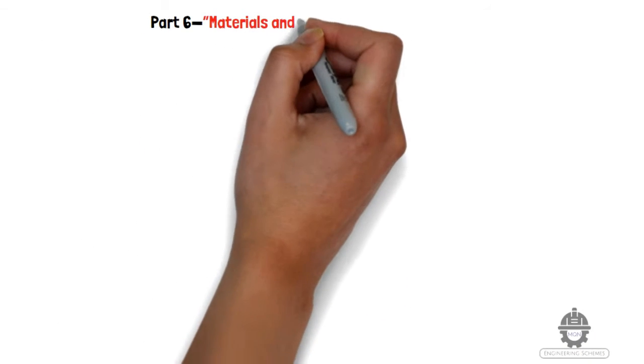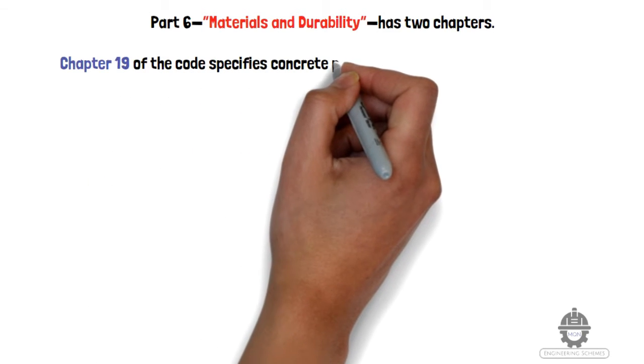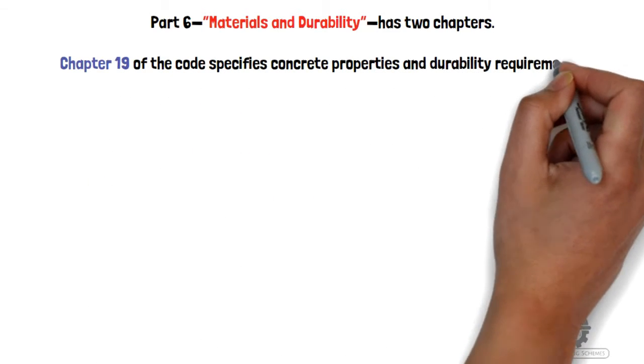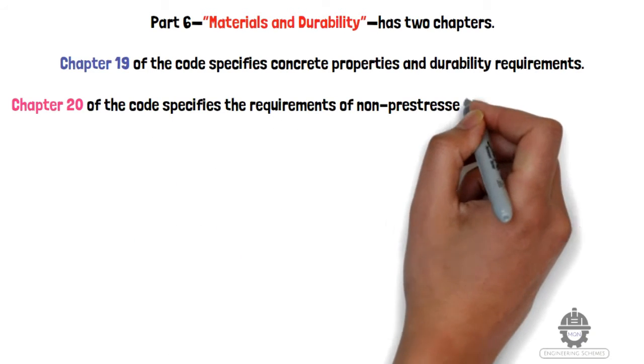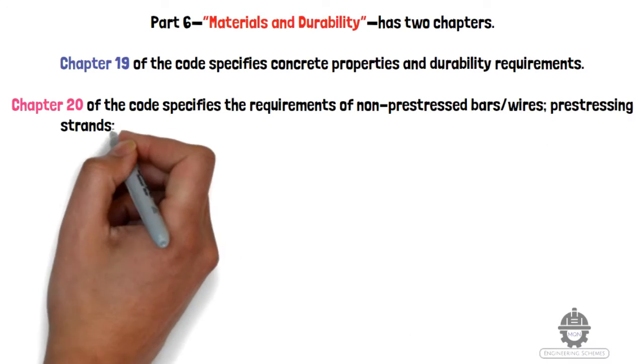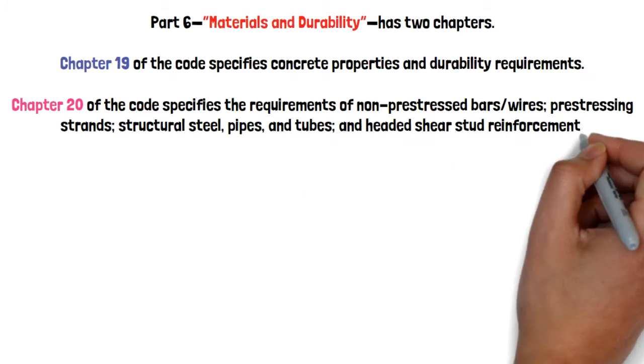Part number 6, Materials and Durability, has 2 chapters. Chapter 19 of the code specifies concrete properties and durability requirements. Chapter 20 of the code specifies the requirement of non-pre-stressed bars, wires, pre-stressing strands, structural steel pipes and tubes, and headed shear stud reinforcement.